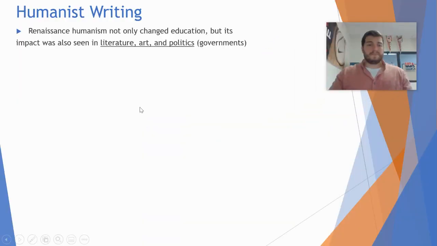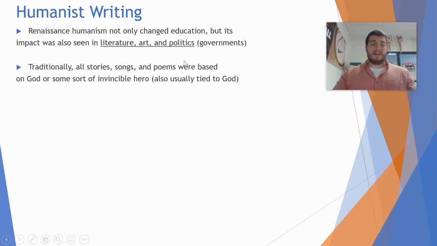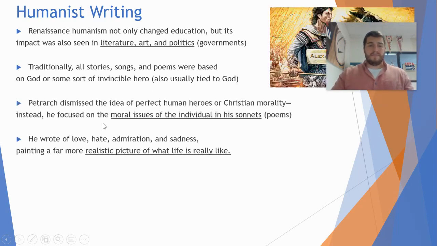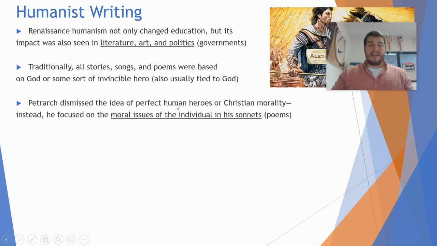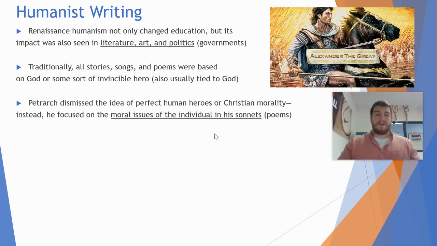Humanist writing. So Renaissance humanism not only changed education, but it also affected literature, art, politics, and governments. Traditionally, most things during the Middle Ages, all songs, stories, poems, were based on God or some invincible godlike hero that usually had a quest from God or something like that. Petrarch is going to dismiss the idea of these perfect human people, or that Christian morality. Instead, he's going to focus on moral issues of regular everyday life.